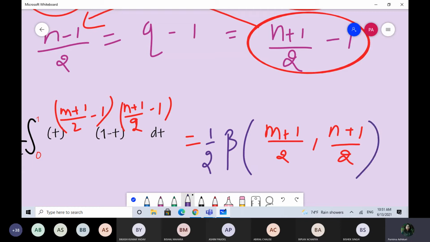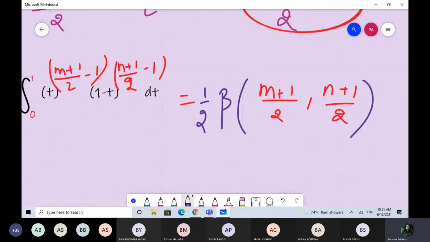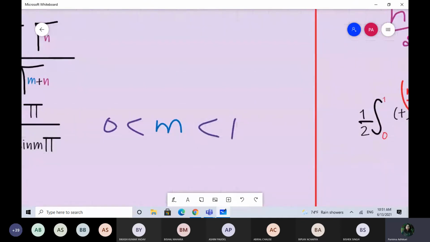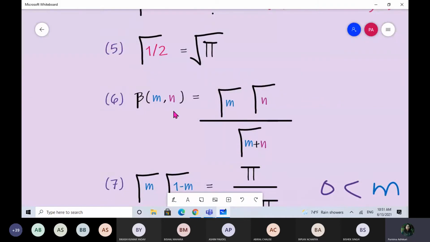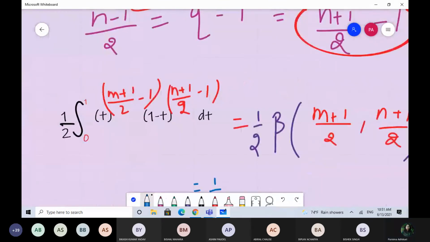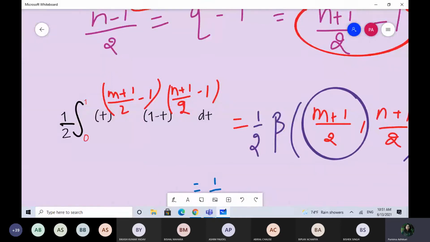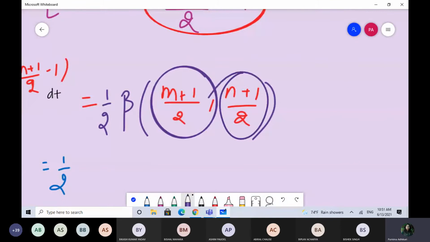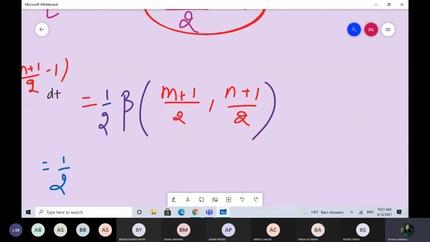Now, to solve this, into what do we convert this beta function? We are going to convert it into gamma function. Further, do you remember the relation between beta function and gamma function? That's what we are going to use now. 1 by 2 is already there. What is beta m comma n? Beta m comma n is gamma m gamma n divided by gamma m plus n. So we are going to write it down. Here, who replaced m and n? In place of m, m plus 1 by 2, in place of n, n plus 1 by 2. That's it. That's the only difference. The rest is all the same.